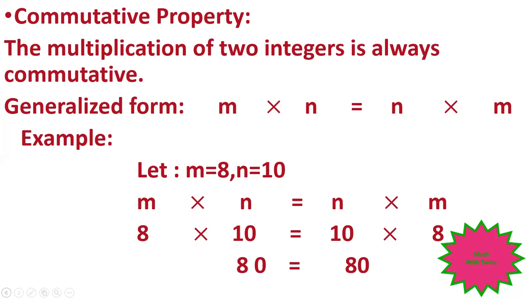Now let's prove the property with an example. Let m be equal to 8 and n be equal to 10. Now write down the generalized form and multiply in the order. First should be 8 and next should be 10 in the first case, and in the second case 10 should be first and 8 should be last. When we multiply, we get the product 80 in both. Hence, the commutative property of multiplication holds good.